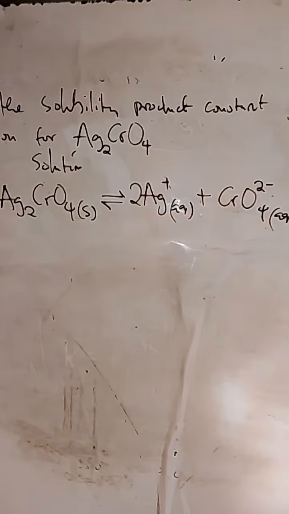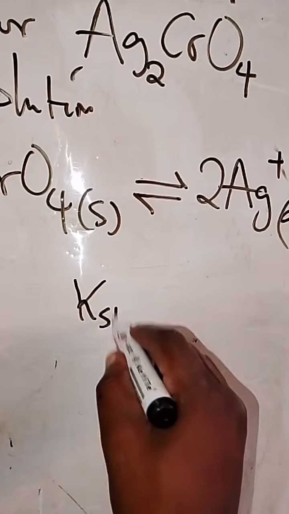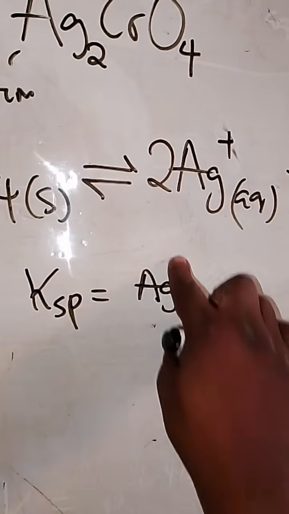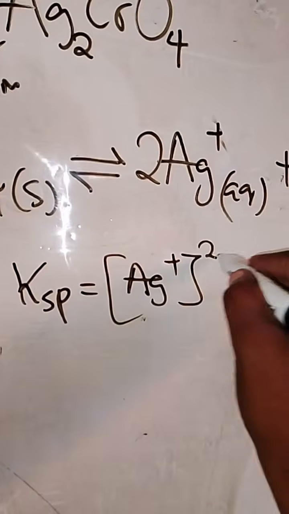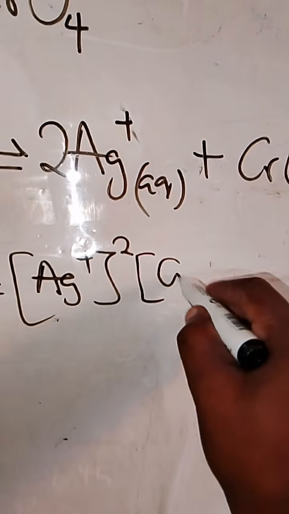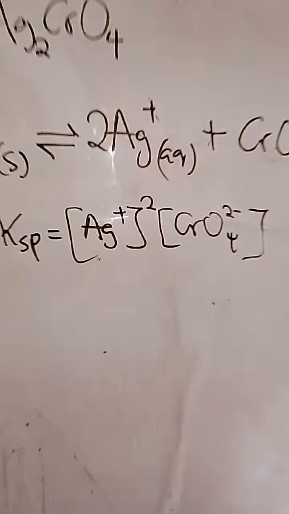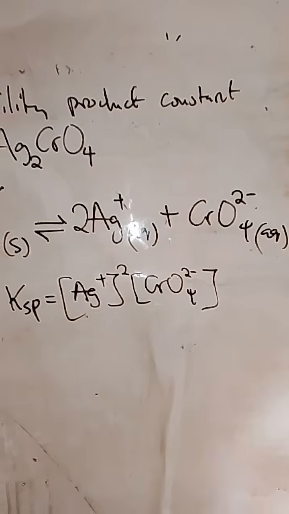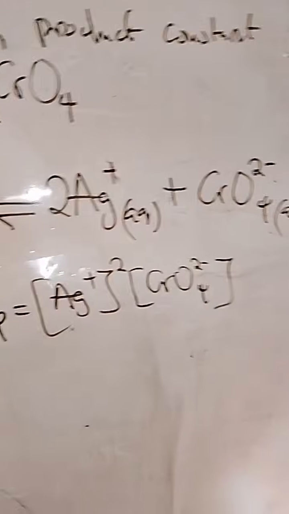Then now we write the Ksp. We omit the solid, so Ksp will equal the concentration of silver ion squared, times the concentration of the dichromate. Okay, so that is our Ksp.